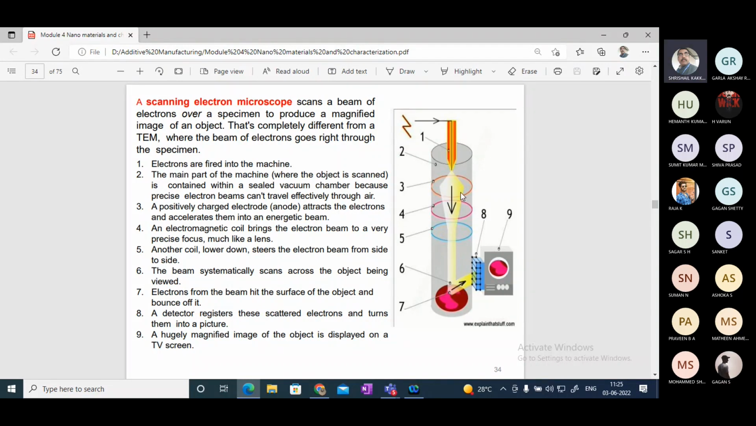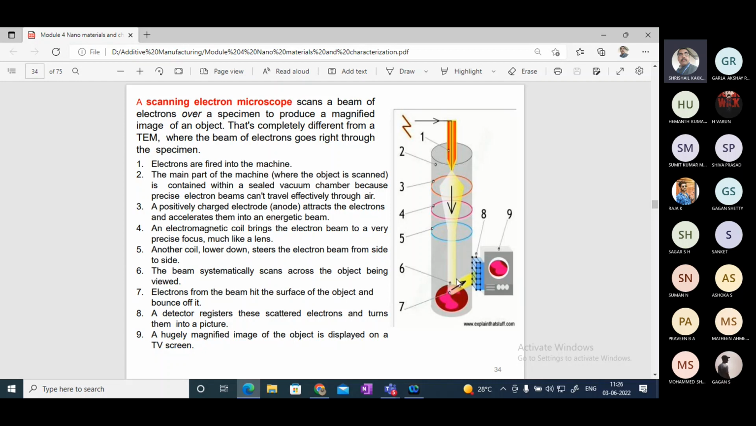And this will be called the positive charge electrode. This is an attractor. The energetic beam will be attracted from this. And the four will be called the electromagnetic coil. This will be the electromagnetic coil, and this is another coil. And in between them, there will be a series of lenses to redirect and focus these electrons over the surface of this.